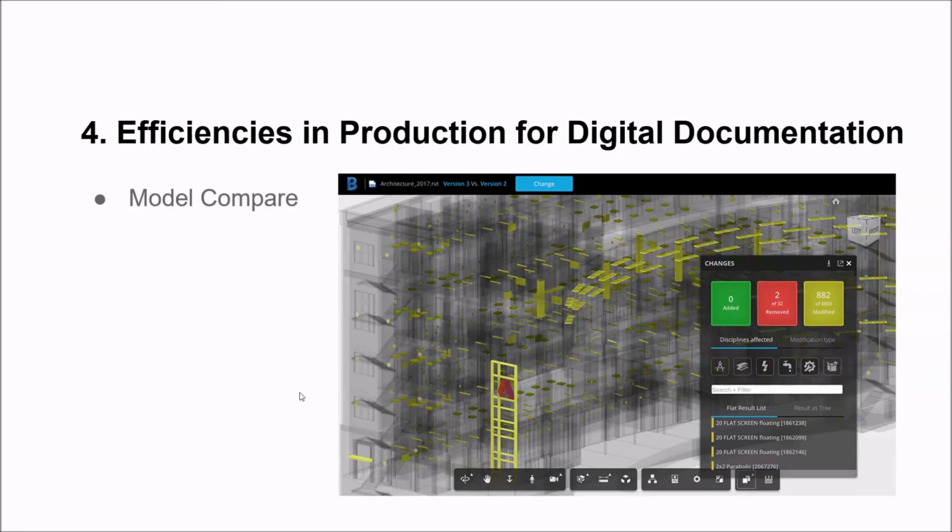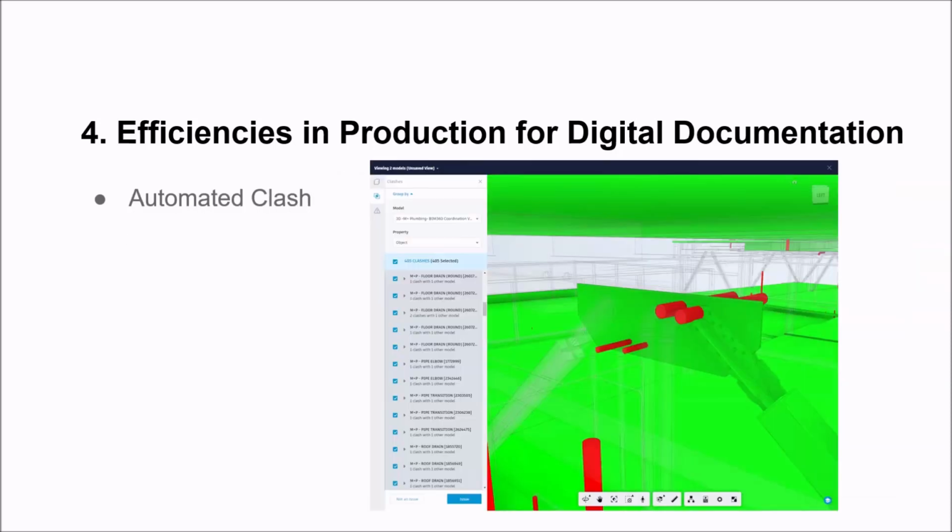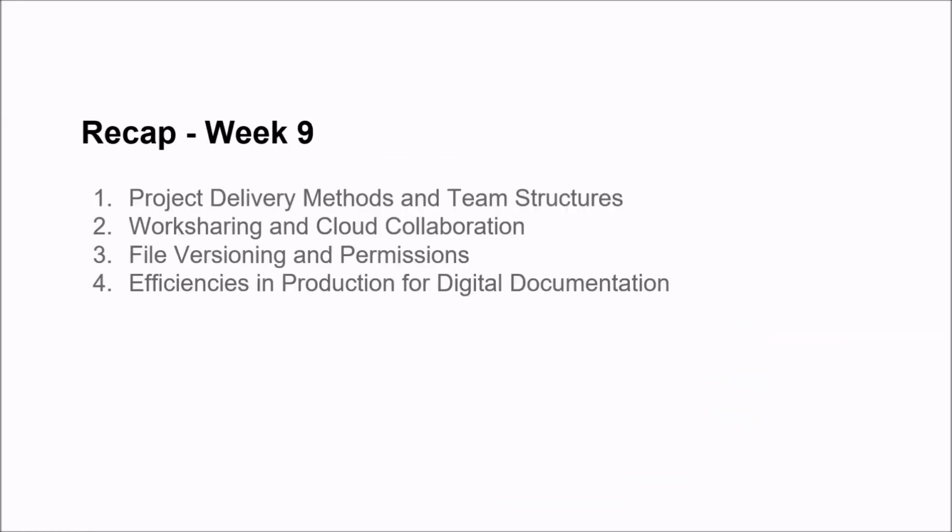BIM 360 Design also allows users to quickly assess what the difference is between different versions of the same model, and it will highlight those changes in a readily intelligible visual format for you. While not as robust as Navisworks, BIM 360 Design allows for clash detection. The ability to see a plumbing pipe conflicting with a structural member can be a powerful tool and help people expeditiously resolve such conflicts.